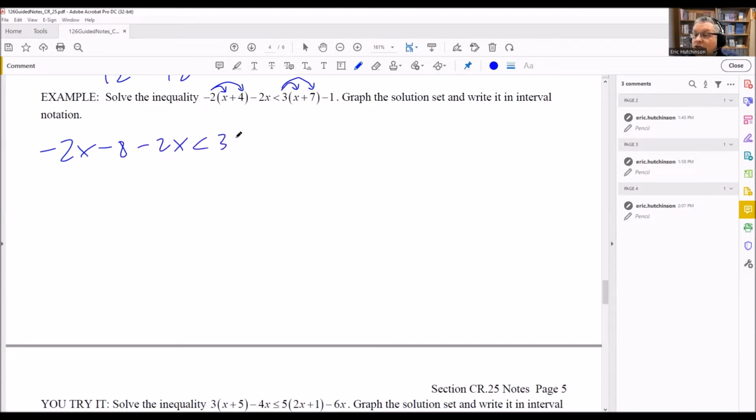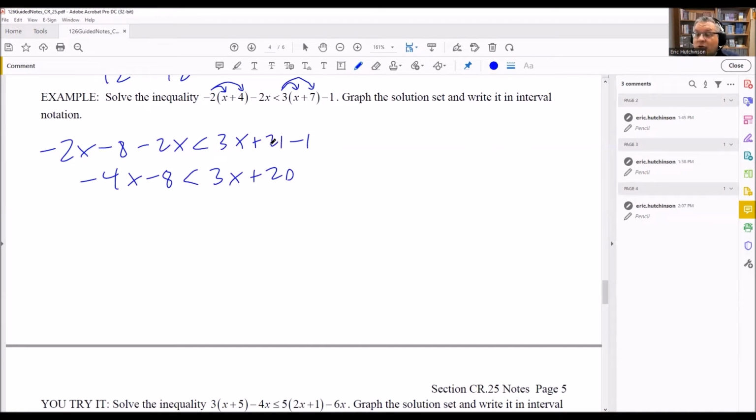3 times the x is 3x. 3 times the 7 is 21. We still got a -1 here on the end. On both sides, we have some like terms we can combine together. -2x and -2x is -4x, so -4x minus 8. We have less than. And then we have 3x. 21 minus 1 is 20. Okay, so now we have that.